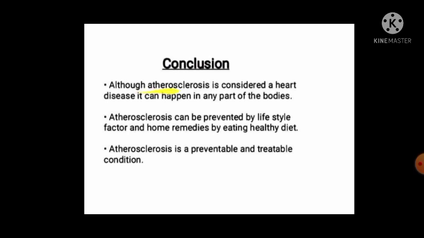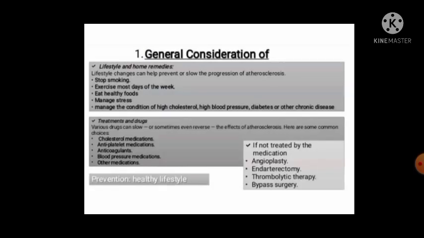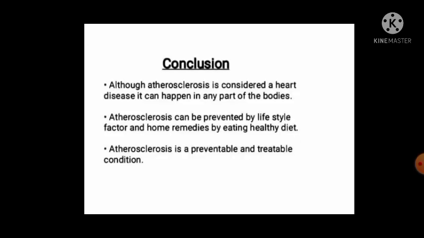Conclusion: although atherosclerosis is considered a heart disease, it can happen in any part of the body, in the arm, in the heart, in the knees. Atherosclerosis can be prevented by lifestyle factors and home remedies: eating a healthy diet, stopping smoking, daily exercise, stress management, high blood pressure management, diabetes management, and high cholesterol management are also included in this. Atherosclerosis is a preventable and treatable condition. This is today's lecture.